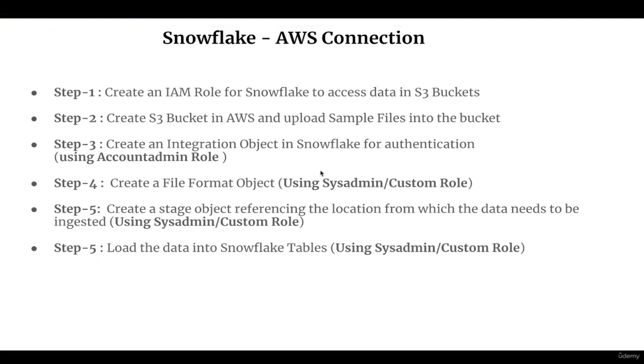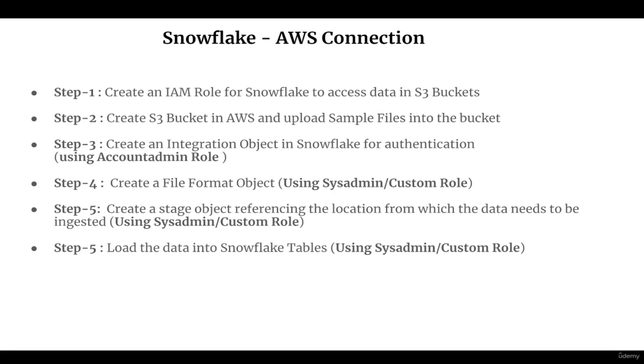So the process of data ingestion into Snowflake is broken down into different steps, as you can see on my screen. In this video, we're going to perform the first 3 steps. Okay, the first one is to create an IAM role in your AWS account so that Snowflake can access the data from your S3 bucket.